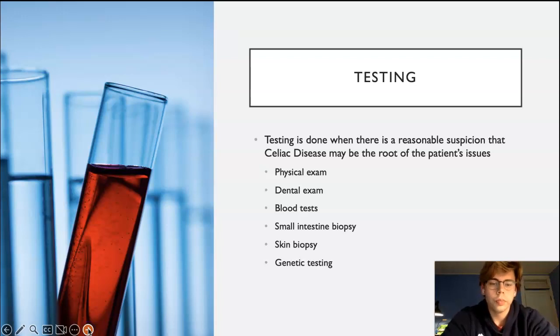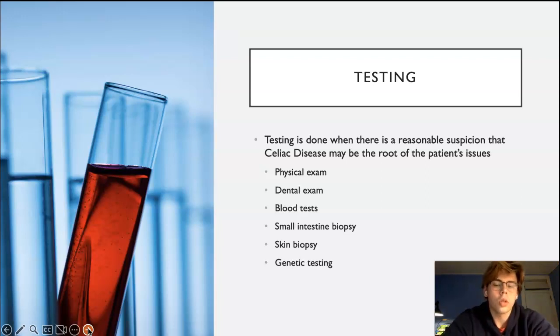So testing is done when there's a reasonable suspicion that celiac disease may be the root of the patient's issues. This is because there's no routine screening, so you kind of have to go through some loops to be able to be tested for it, and I believe that kind of makes sense. It's not something you're going to routinely screen for. You have to go to your doctor, tell them your symptoms, your stomach problems, and a rash if you have one, and they'll take that into account, and they'll probably go through a lot of these different tests that we have listed here.